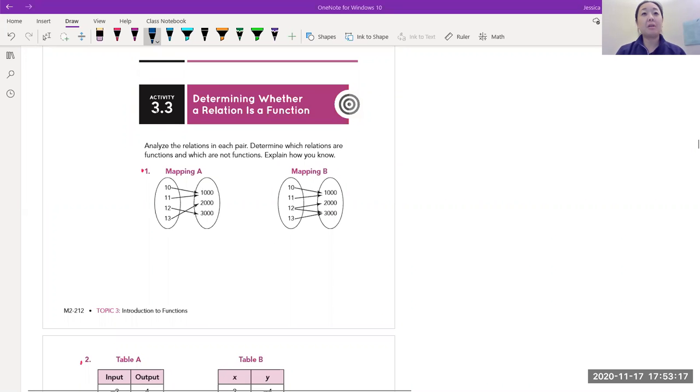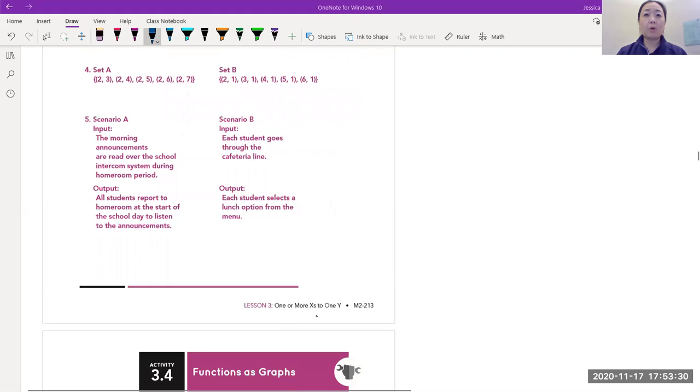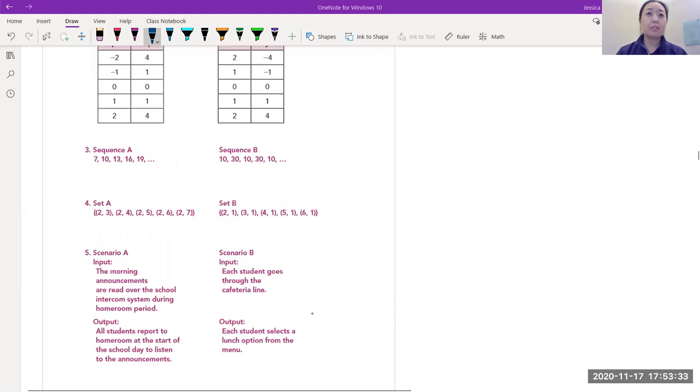And so we are just finishing up this lesson, and it is on page M2, 212. It's just 212 in the packet that is titled, what was it titled again? 1x, one or more x's to 1y. So we're just continuing that.